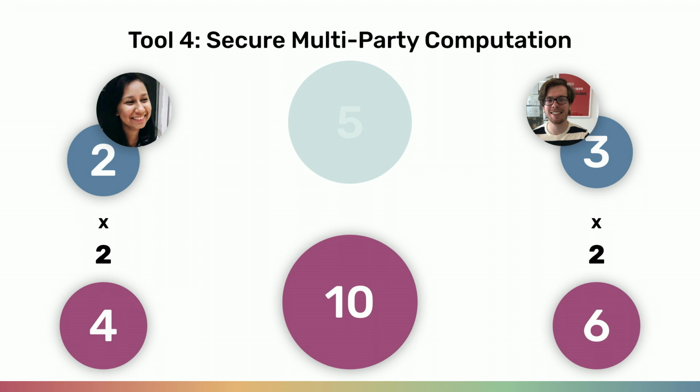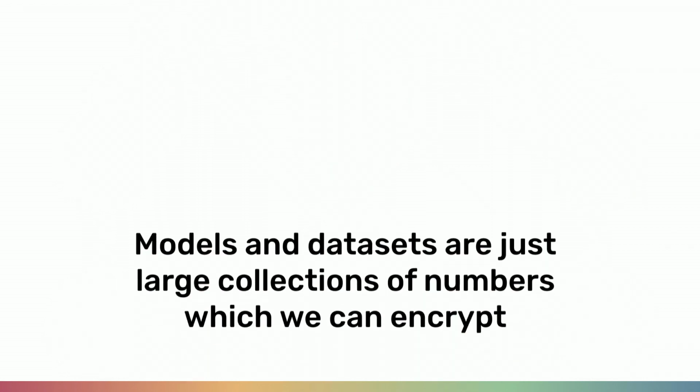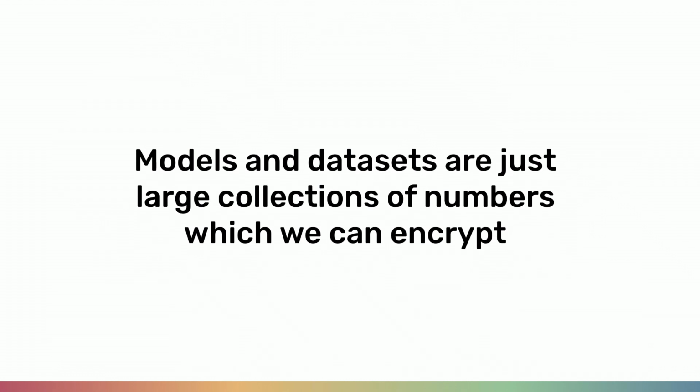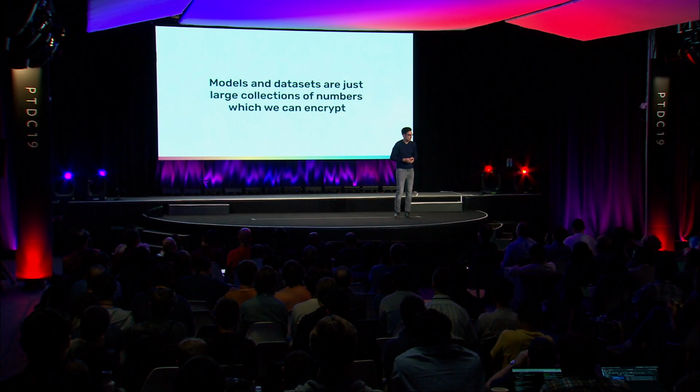And this brings me to the real link. Models and data sets are just large collections of numbers, which we can individually encrypt, such that models and data sets can have shared ownership and shared governance. So what does this look like in PyTorch?